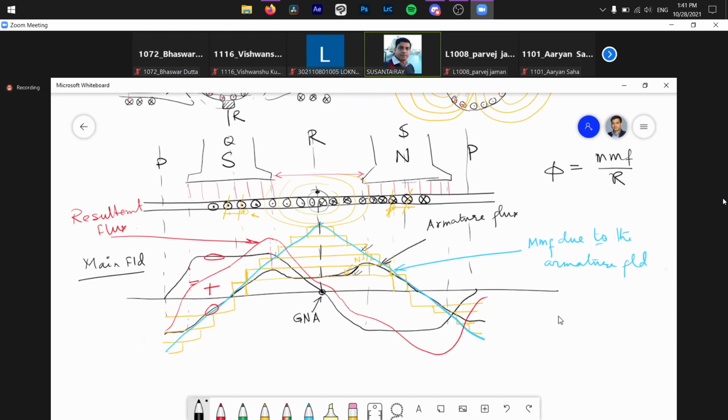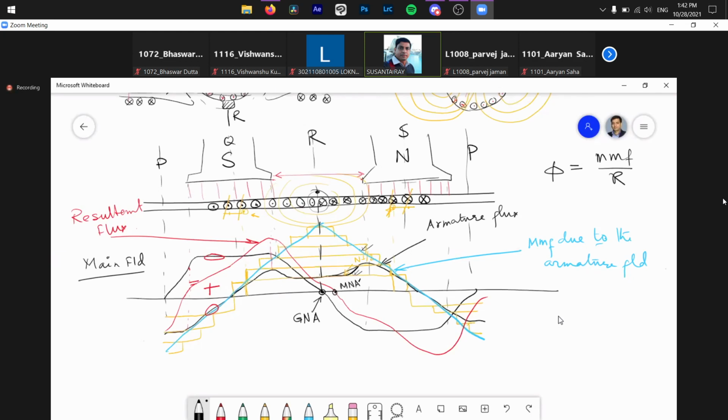Now, previously, when there was no armature reaction, the magnetic neutral was at the same point as the geometric neutral. Now it has shifted to this point, which is the new magnetic neutral axis. So this is the first observation we can readily make from this figure, isn't it?